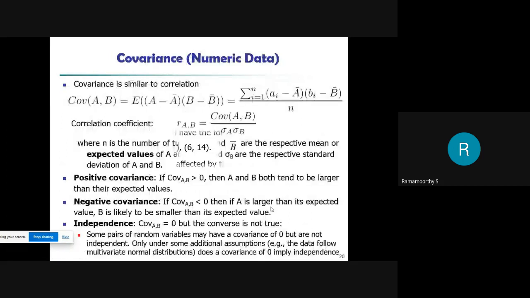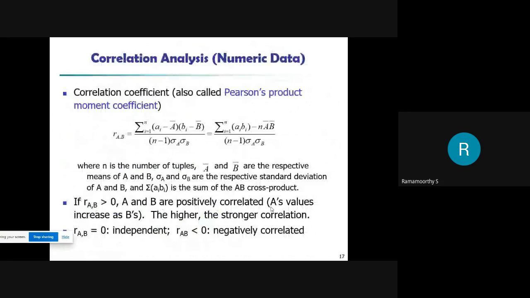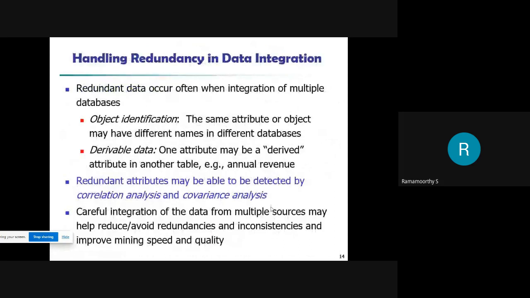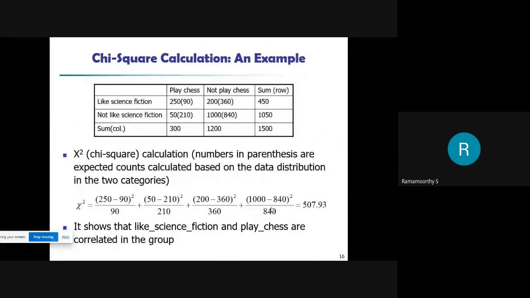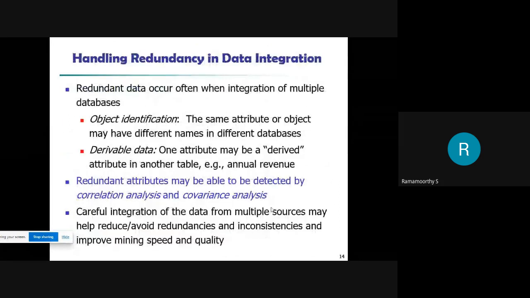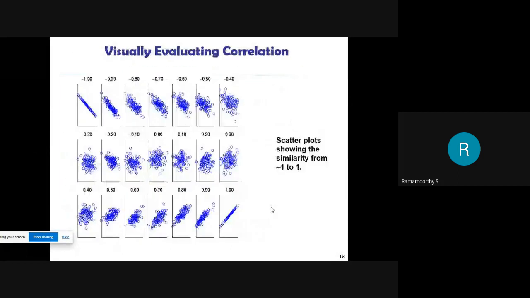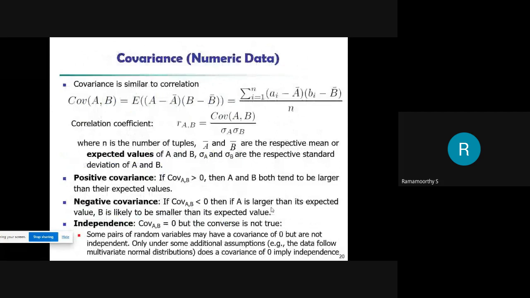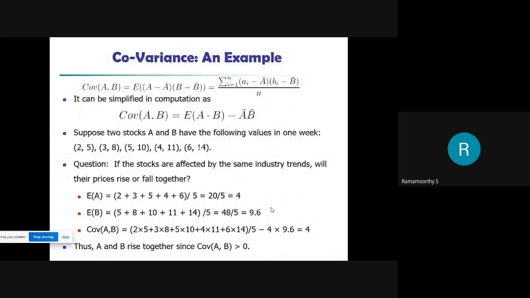Any doubts, students, so far? Covariance, correlation analysis, chi-square analysis. So everything related to how to handle redundancy, the data integration part, and how to calculate the correlation coefficient and covariance. Any doubts, students?